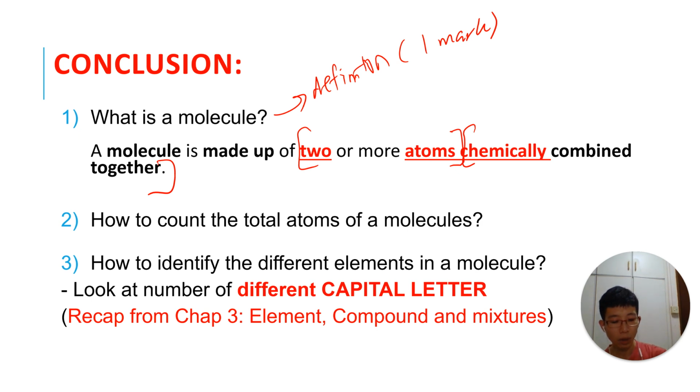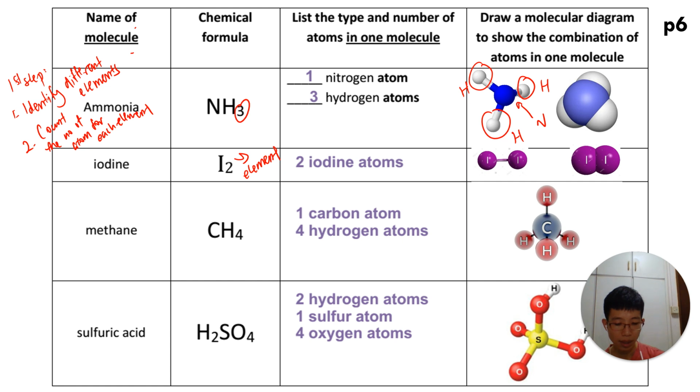The next step, how to count the total atoms of a molecule, right? Let's go back. In this case, you just need to count the numbers. So in this case, sulfuric acid, the last row, H2SO4. So it means, when you want to calculate the total number, it will be 2 plus 1 plus 4, which is 7. So just add up all the numbers that you can see in the compound. So it's just a starter. It's just something simple.